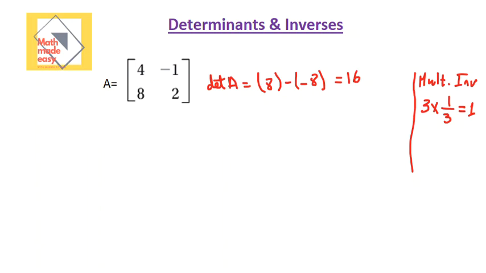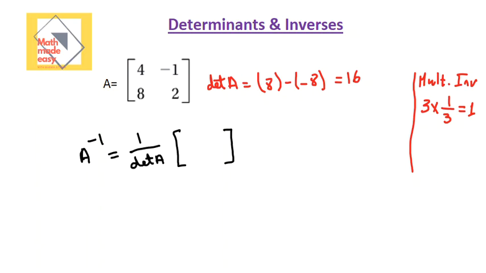Now, we refer to an inverse matrix by A to the power of negative 1. This A to the power of negative 1 is read as inverse of A. We find it by multiplying 1 over the determinant of A by a similar matrix, something that looks a little like it, but with some changes. The changes we're going to make are as follows.